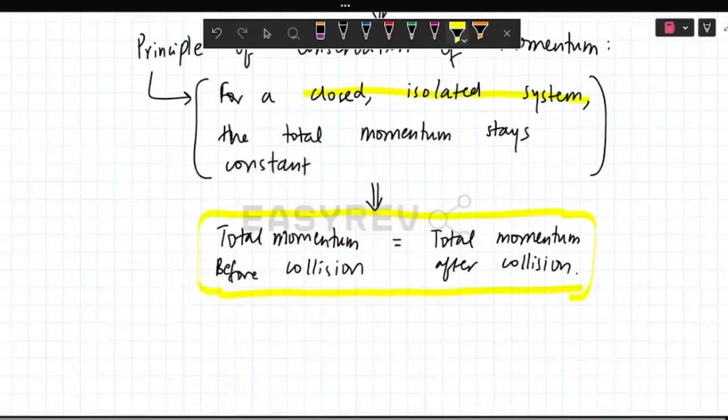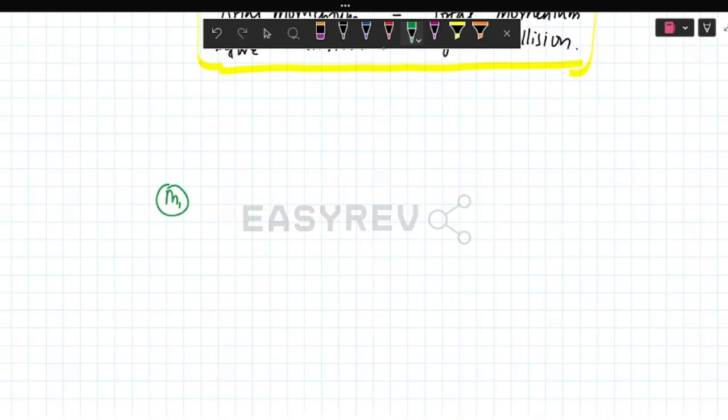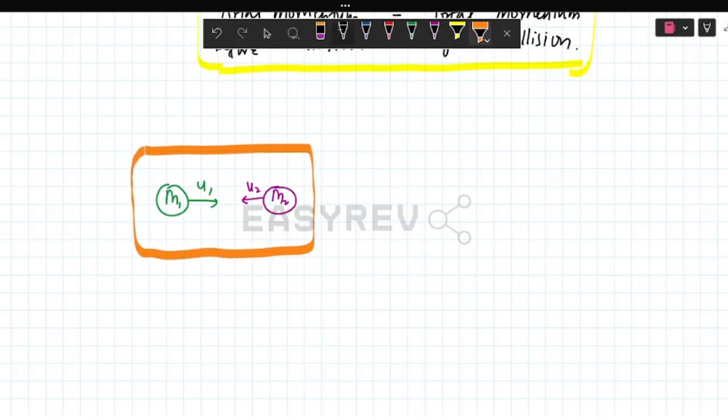So it would look something like this. You have ball M1 moving with initial velocity U1 and ball M2 moving with initial velocity U2, but this time in the opposite direction. So in this scenario, before collision, you have the billiard balls approaching each other. And let's suppose after collision, they move away from each other.